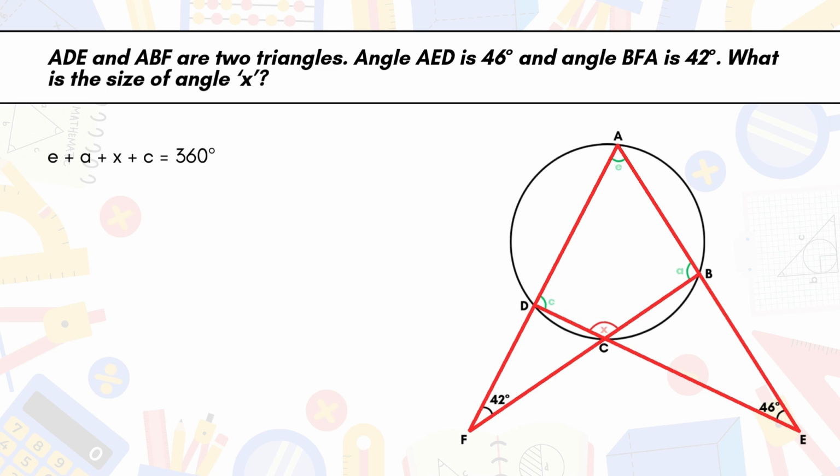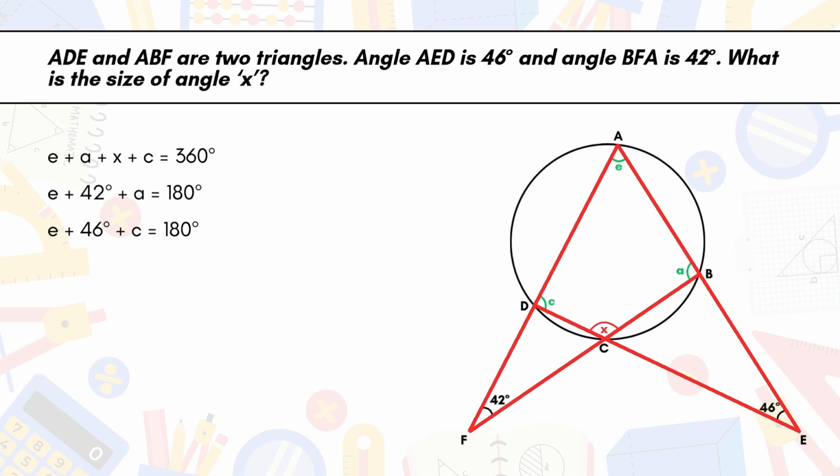Additionally, the sum of all angles in a triangle is always 180 degrees. So angle E plus 42 degrees plus angle A must equal 180 degrees. We can mirror that same reasoning for triangle ADE. So E plus 46 plus C equals 180.